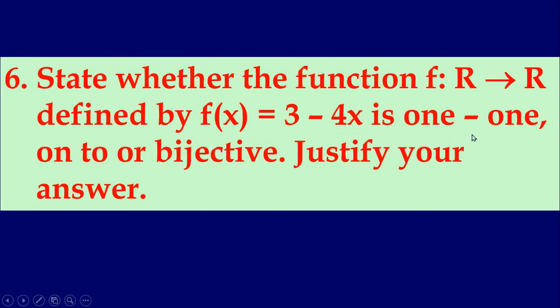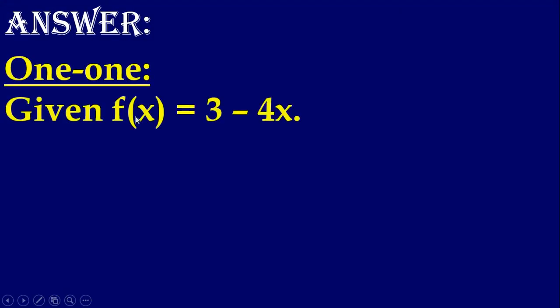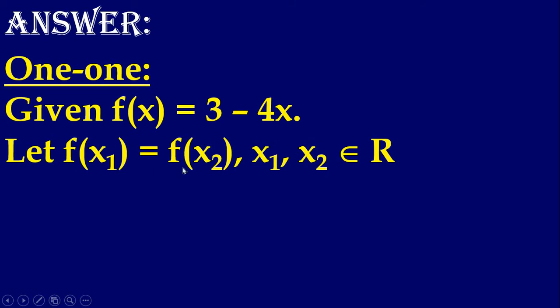You have to check whether this function is one-one, onto. If it is both one-one and onto, then it is a bijective function. Now first we verify whether it is a one-one function. Here it is given f of x equal to 3 minus 4x. We take f of x1 equal to f of x2 where x1, x2 belongs to R.